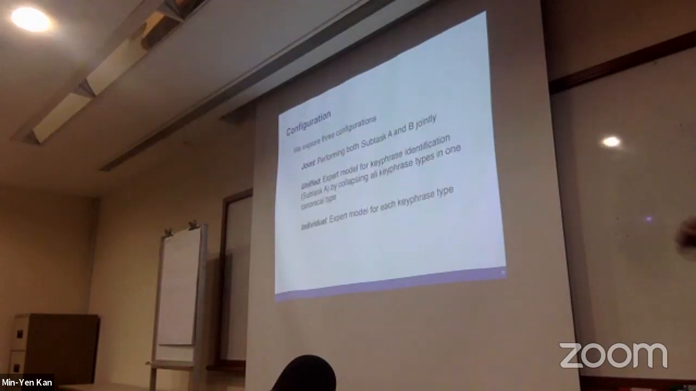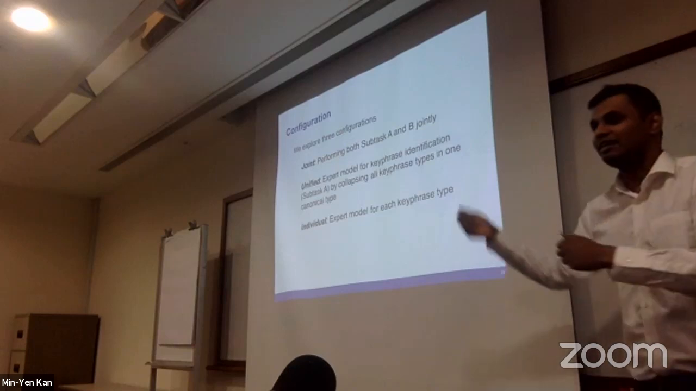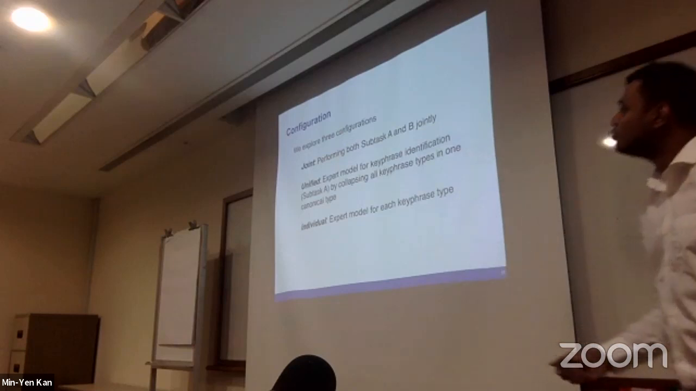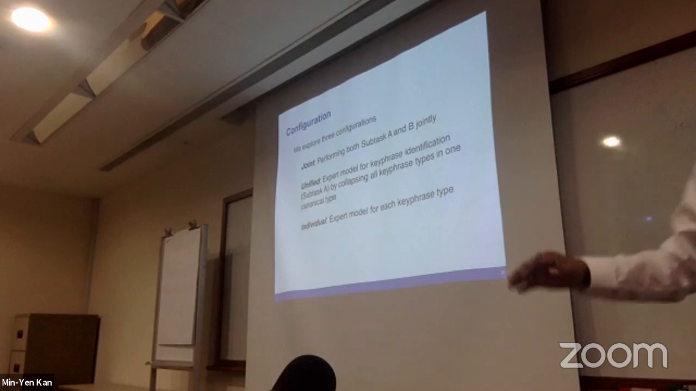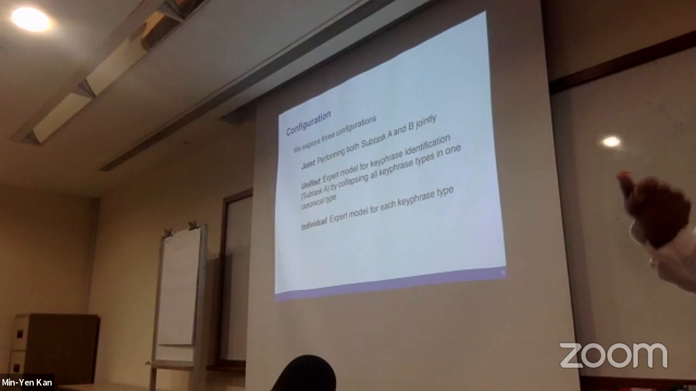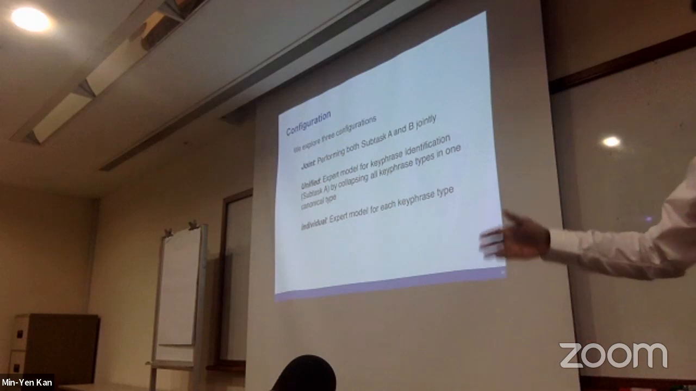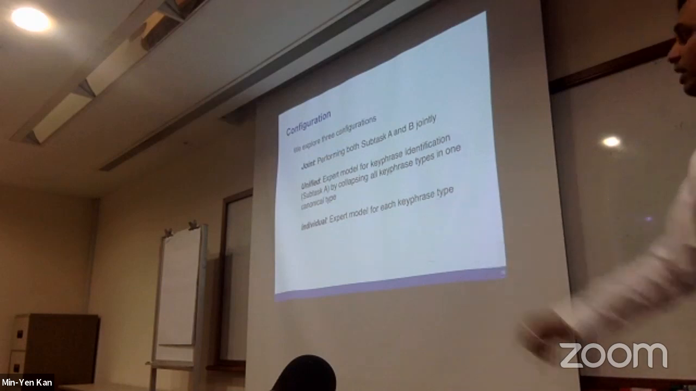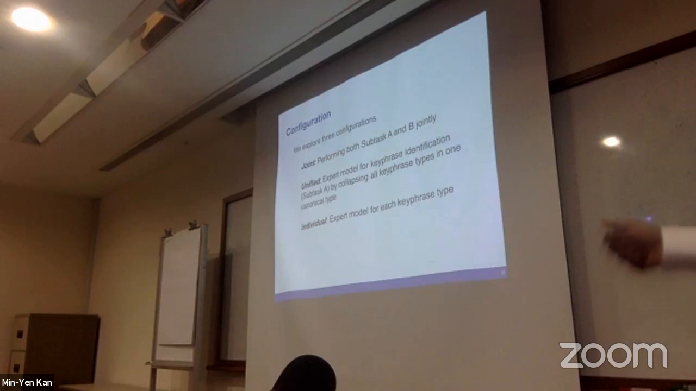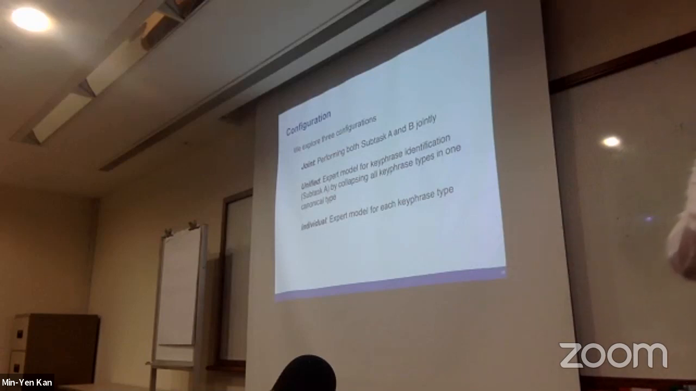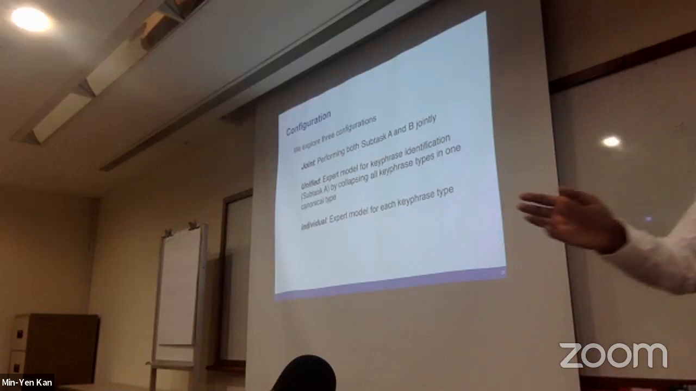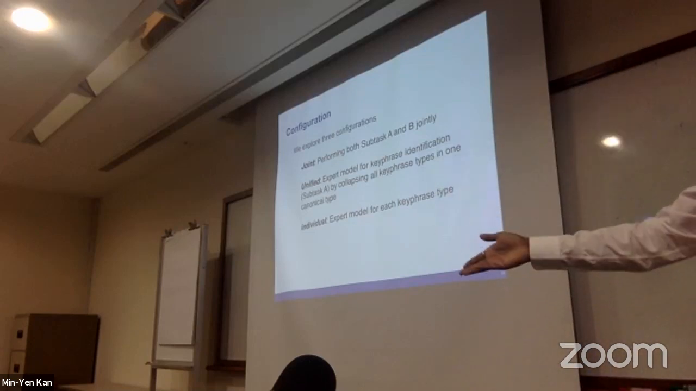Before going to the neural model, let's discuss the setups. The first setup is that we perform subtask A and B jointly. Subtask A is, as we remember, identification, and subtask B is classification, that is the typing. The second is the unified setup, where we have a model for key phrase extraction, which means all the different classes are collapsed into one class, and we just want to identify that class. And the third is where we have an individual model for each of the individual classes.